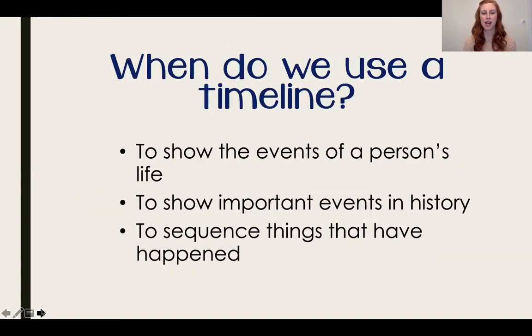When do we use a timeline? To show the events of a person's life, to show important events in history, or to sequence things that have happened. That's what our car timeline did. Sequence just means to put things in order. So we put the cars in order from the first one that was made to the last one that was made.